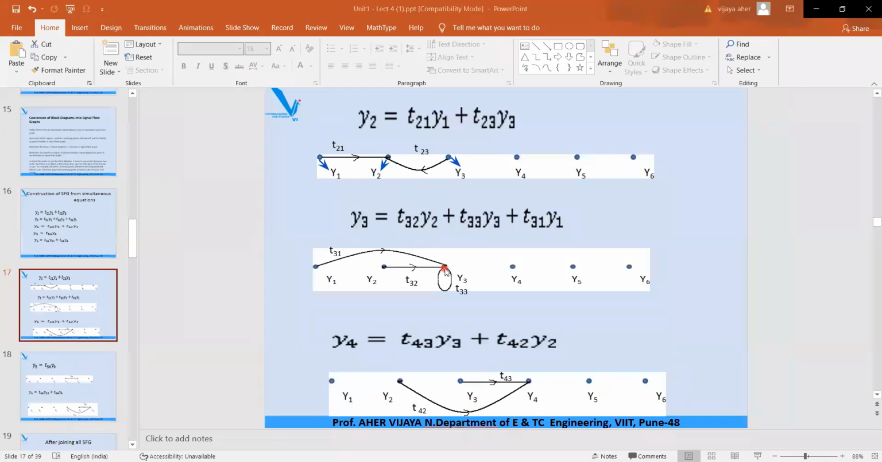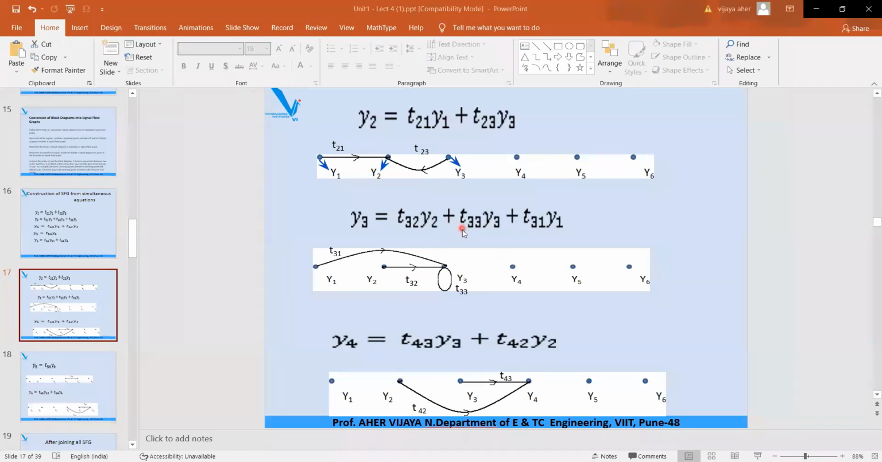बरोबर. डेस्टिनेशन अगोदर लिहितोय आपण. T32 is nothing but transmittance between Y2 and Y3. So this is my Y2, this is my Y3. So I have drawn the branch between Y2 and Y3. What is transmittance for this? Transmittance for this is T32. Positive sign आहे इथे, so forward direction. Okay, towards Y3. Okay, first term झाली.